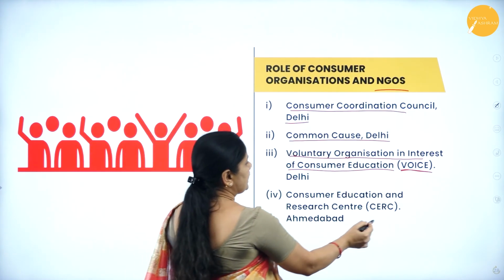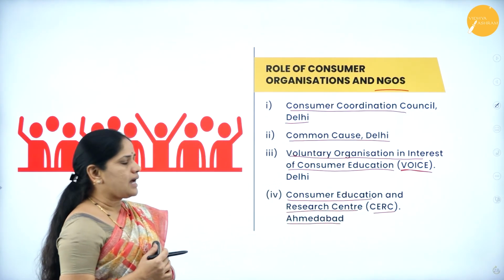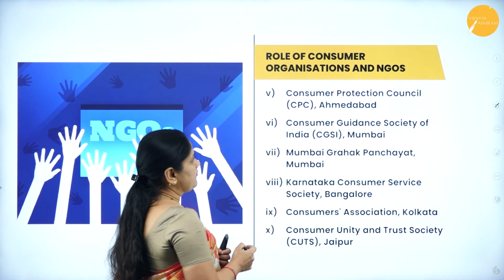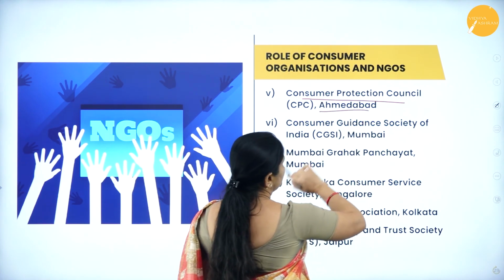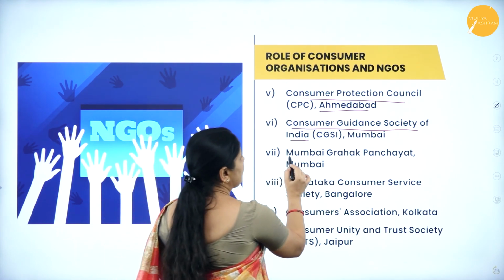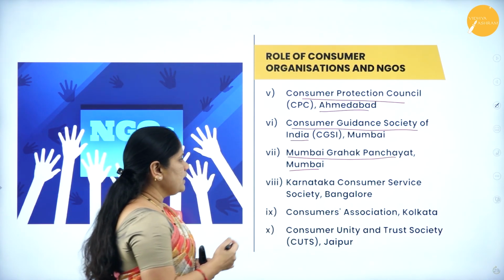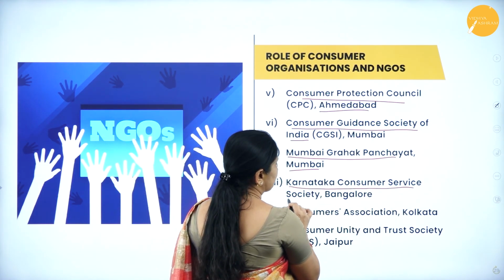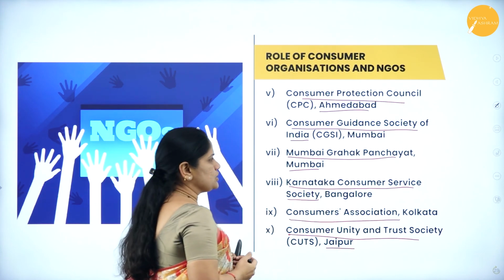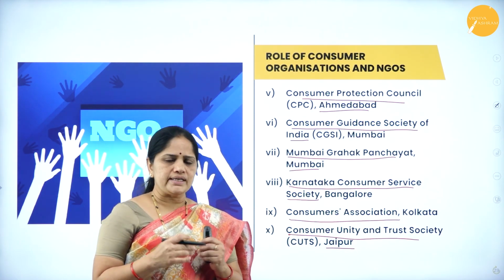The next one is CERC, Consumer Education and Research Centre, Ahmedabad. This CERC is an NGO which is looking after the interest of the consumers. Then next we have the Consumer Protection Council, Ahmedabad. Then we have the Consumer Guidance Society of India. Then we also have Mumbai Grahak Panchayat, Mumbai. So they are the various NGOs engaged in consumer protection. Then in Karnataka we have the Karnataka Consumer Service Society, Consumers Association Kolkata, and Consumer Unity and Trust Society, Jaipur. So these are the various NGOs engaged in consumer protection for various purposes.